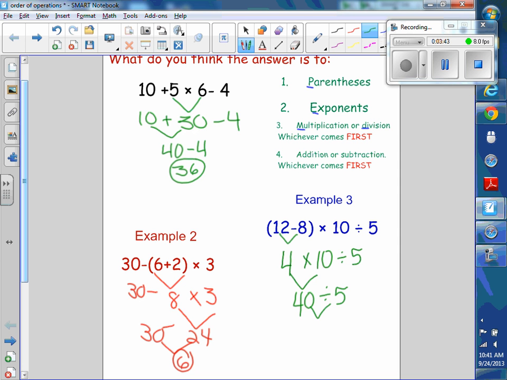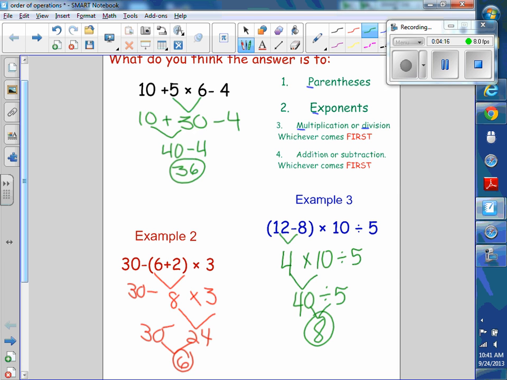Really? 40 divided by 5? So go through your 5 facts. 5. Right. 8.